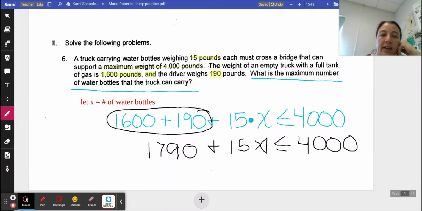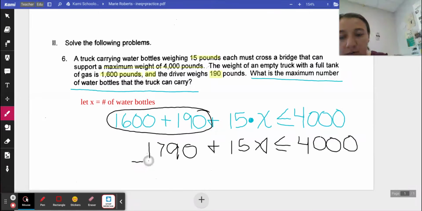So, can I simplify any further? No. Then let's start taking things away, doing opposites to get the X by itself. So what are we going to get rid of first? The furthest thing away. We don't have any like terms on opposite sides. We're getting rid of adding and subtracting. So I'm going to take the truck weight and driver weight off, so that I'm only left with the water bottles.